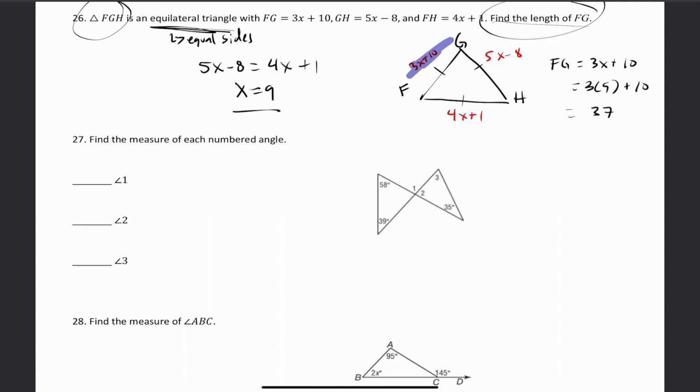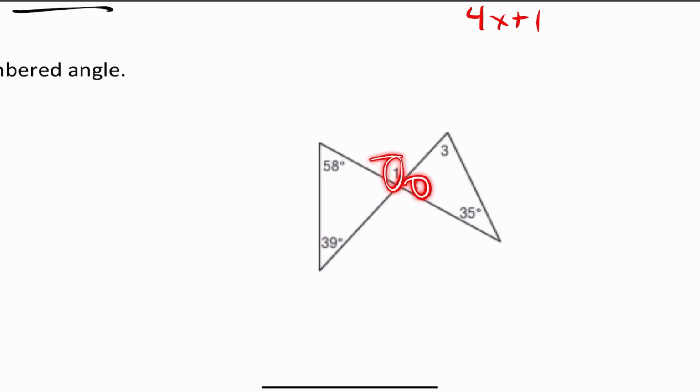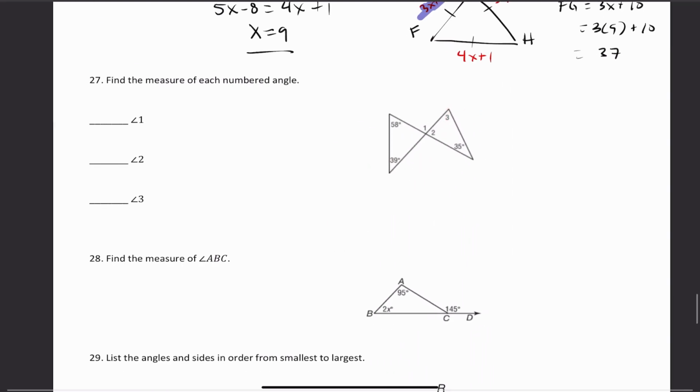Number 27, find the measure of each numbered angle. Angle 1, angle 2, angle 3. So here's angle 1, angle 2, and then where's angle 3? Angle 3 is right here. Okay.